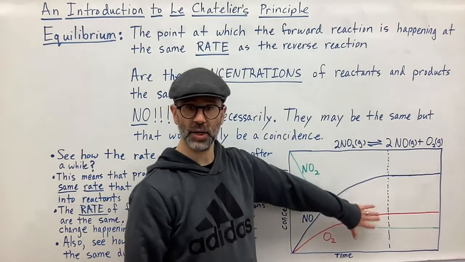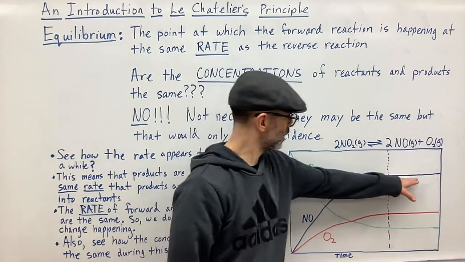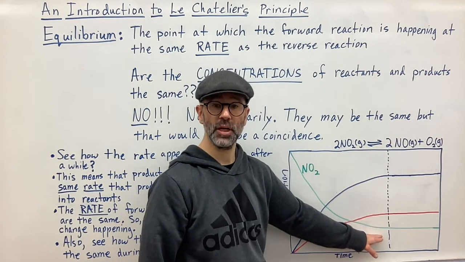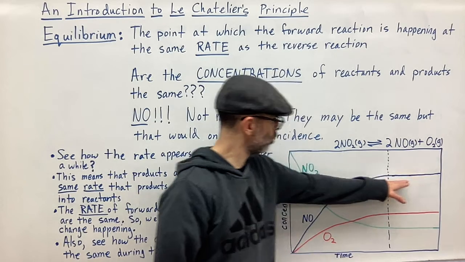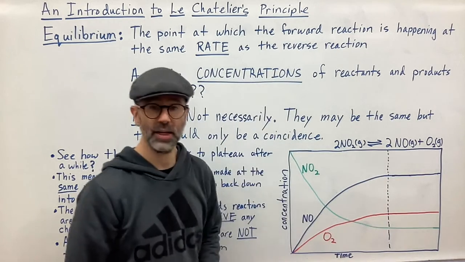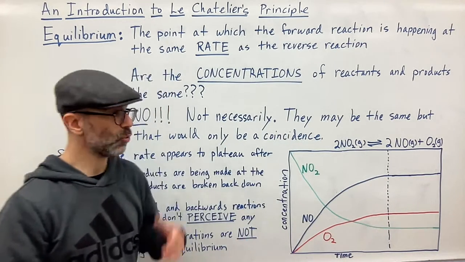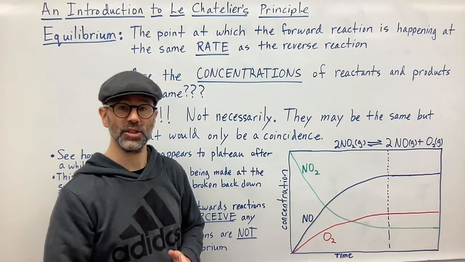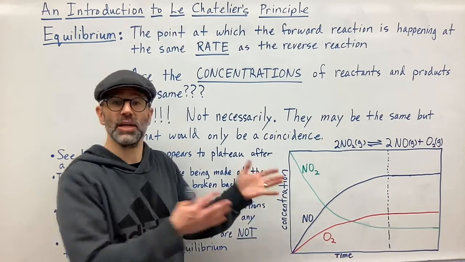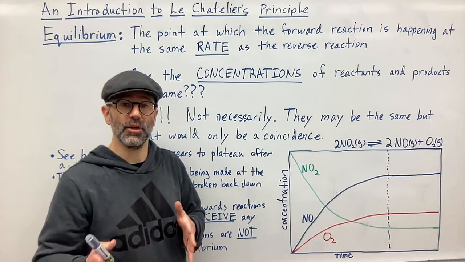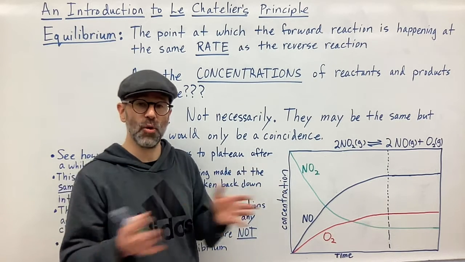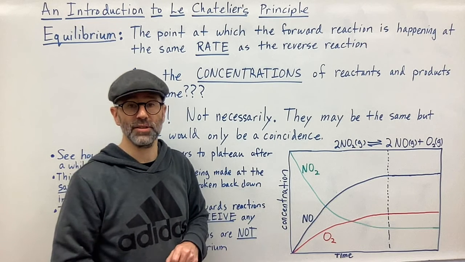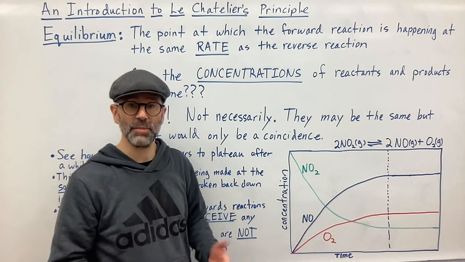So let me draw a line here. That's about the line where all of the concentrations stop changing, right? So at this point here, you've reached equilibrium. The concentrations are no longer changing at equilibrium because now the rate at which your products are being made is the same rate at which the reactant is being remade from the products. So even though there really is change going on during this time, you don't perceive it because the concentrations stay the same during that time.